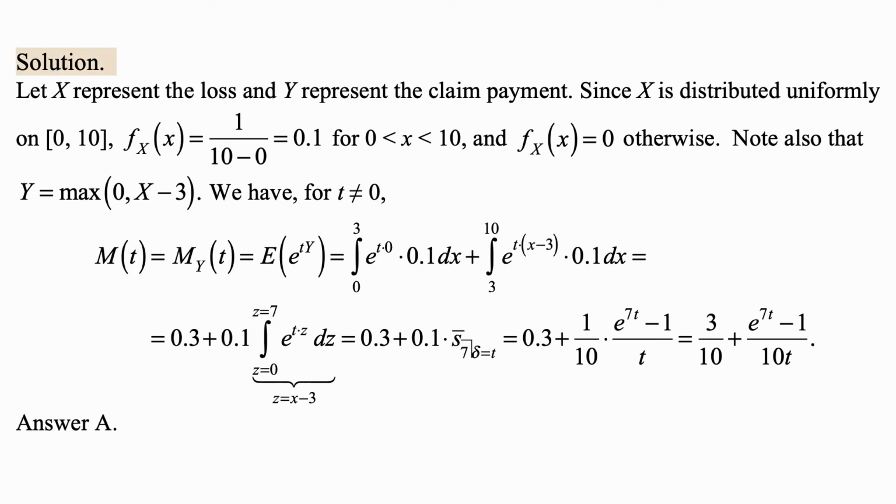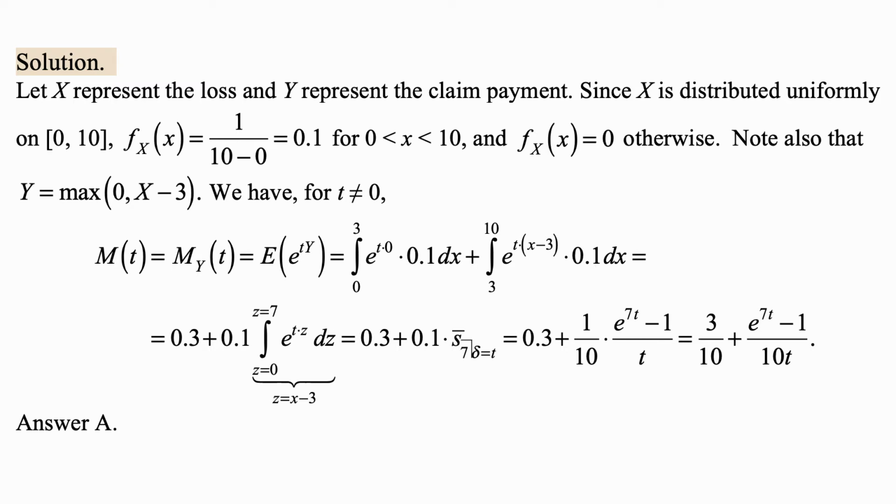And here is the solution. Let us write X for the random loss and Y for the claim payment. Since X is distributed uniformly on the interval from 0 to 10, the density of X is equal to 1 over 10 minus 0, which is 1/10 or 0.1, for X between 0 and 10, and the density is 0 otherwise. Also, Y is equal to the maximum of 0 and X minus 3. So Y is equal to 0 when X is less than 3, and it's X minus 3 when X is more than 3.